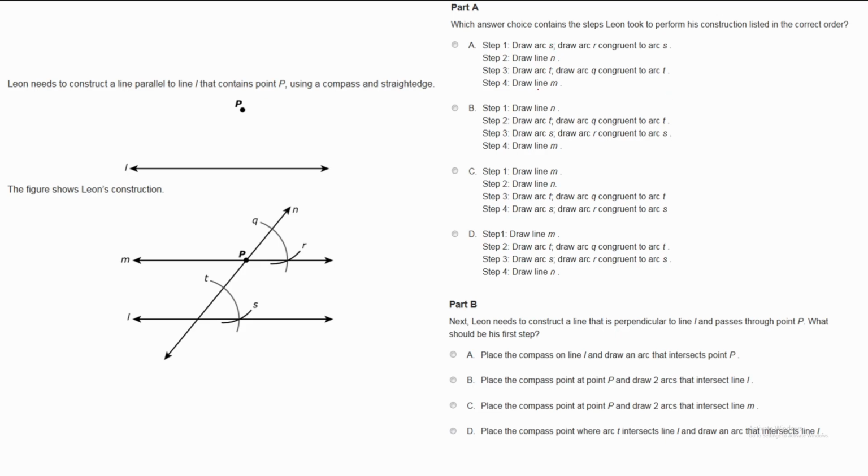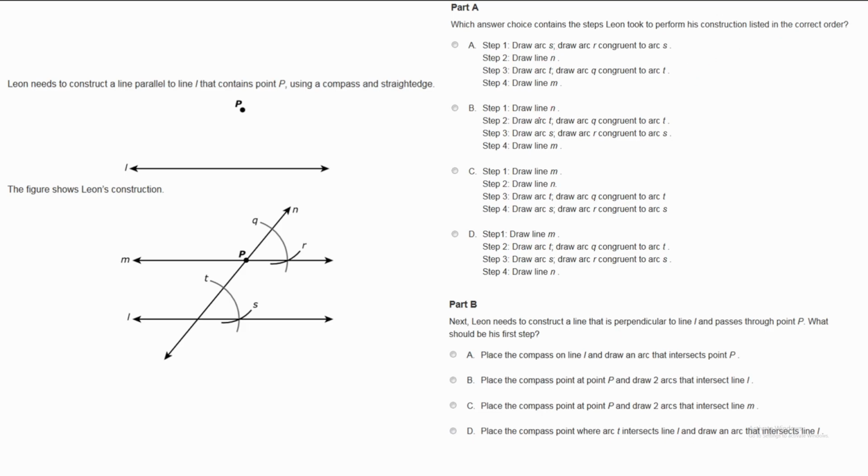Now, I suggest watching the video of how to create parallel lines down below first, and then coming back to this problem and trying it before you watch me explain it. Because when you see someone do it, and I can't do the construction on here, it's going to be a lot easier to understand. It says, which answer choice steps did Leon take in the correct order, right?